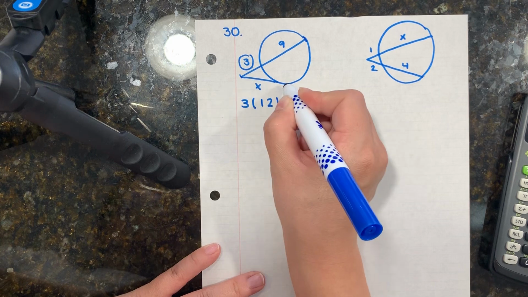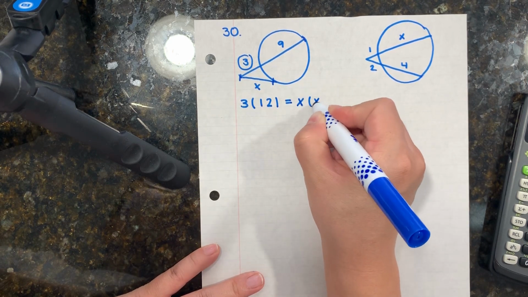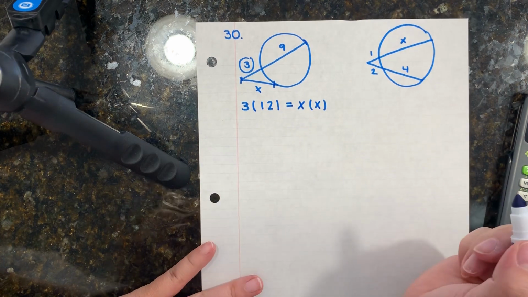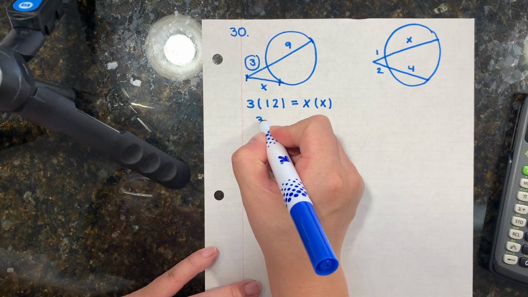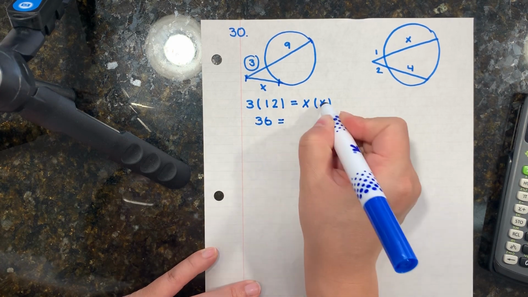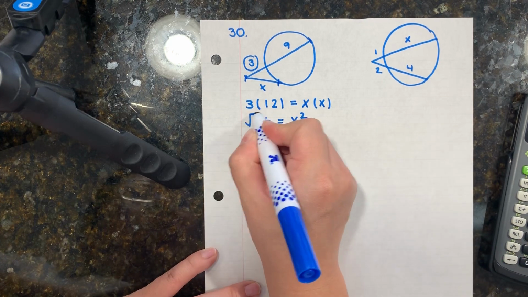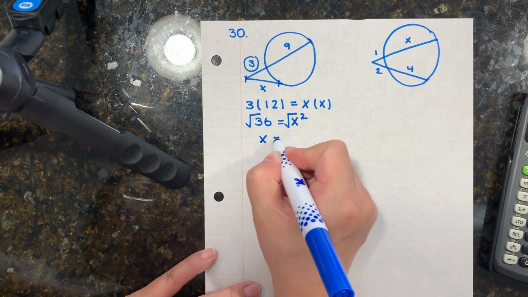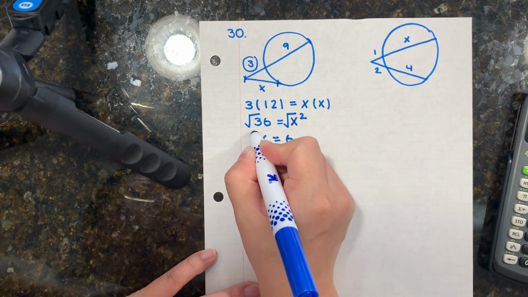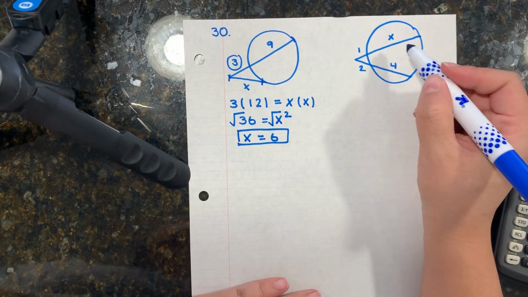Now for this line, the outside is actually x, but the length of the entire line is also x because it doesn't extend past here. So when you do this, 3 times 12 is going to give us 36. x times x gives us x squared. When you solve, you take the square root of both sides, which means that x is going to be equal to 6.